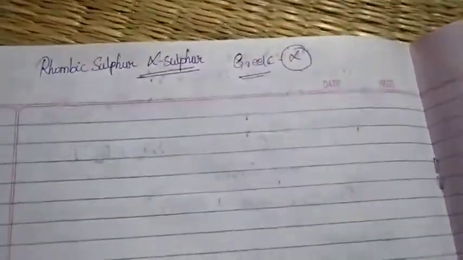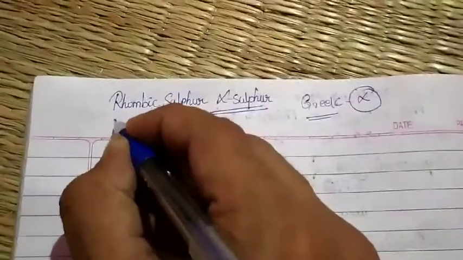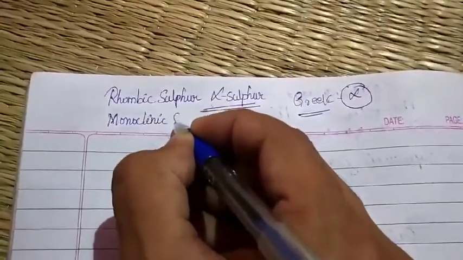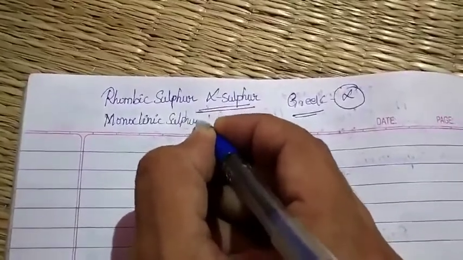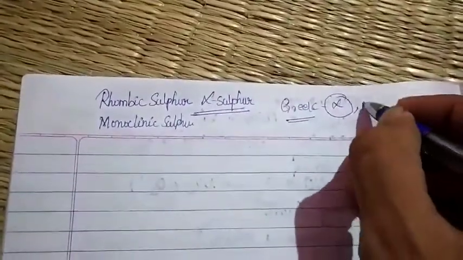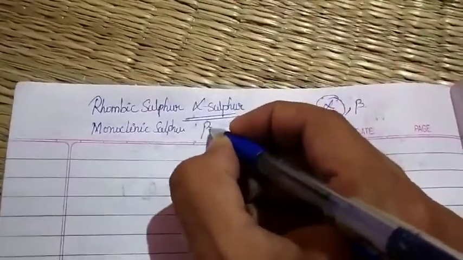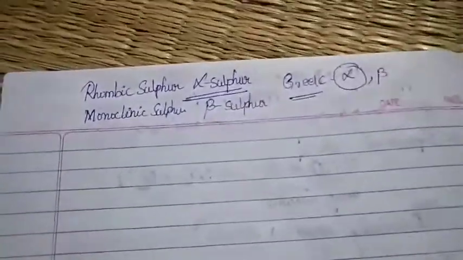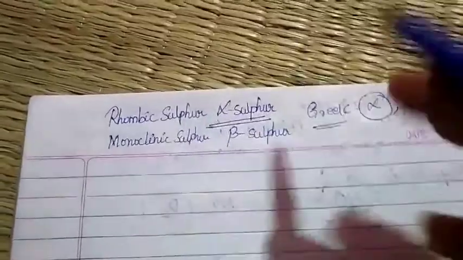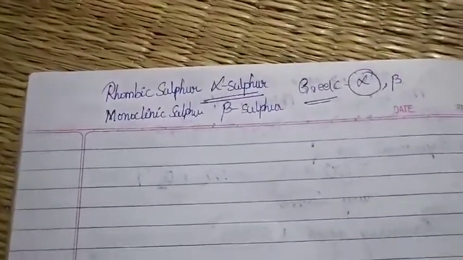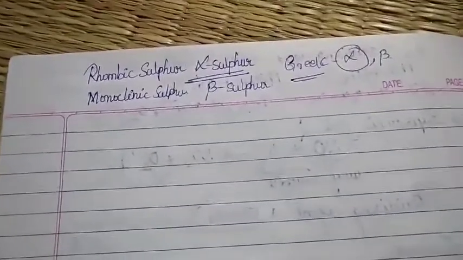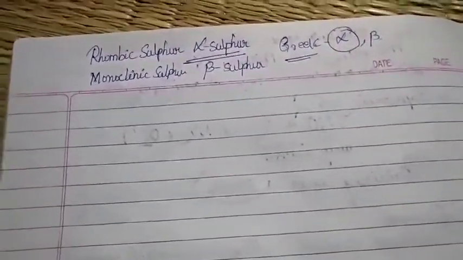So soon after the rhombic, next comes your monoclinic sulfur. Here, alpha comes first, and the next letter is beta. So that is the reason monoclinic is called beta sulfur. Are you getting my point? Since rhombic sulfur comes first, it is called alpha sulfur. Then comes monoclinic, which is called beta sulfur.